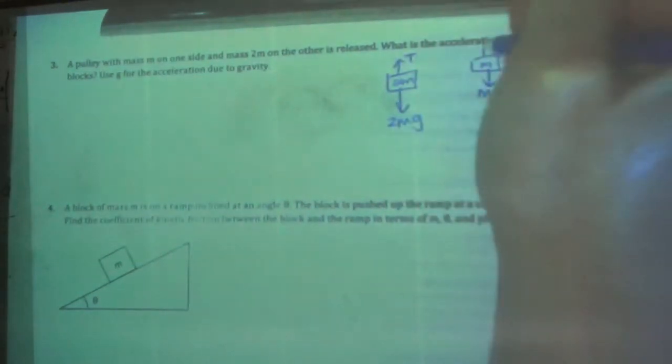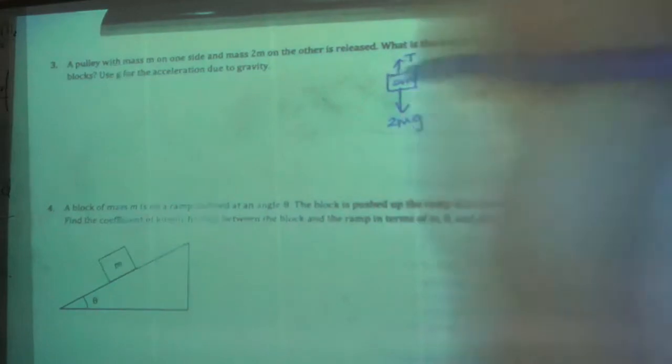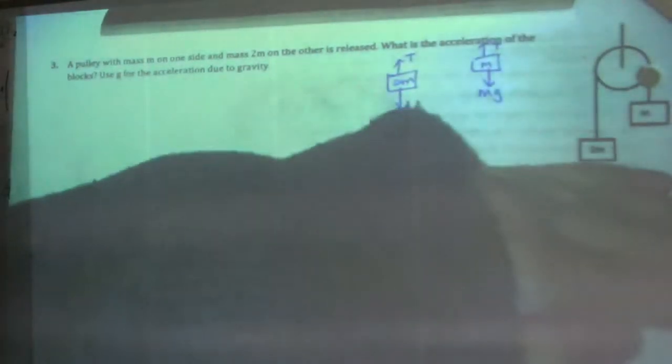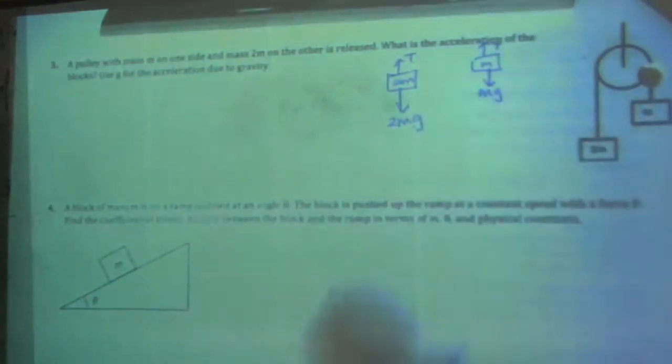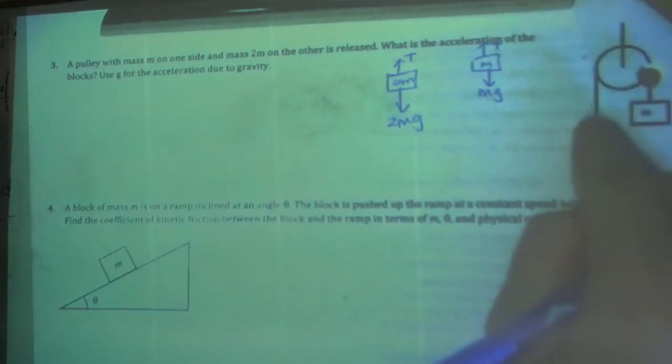Right, and then both of them have tension pulling up. There's no normal force because there's no surface pushing up on it. It is just the weight and the tension force. The tension force is going to be the same for each one because this is the same rope between them, so it has to be the same.